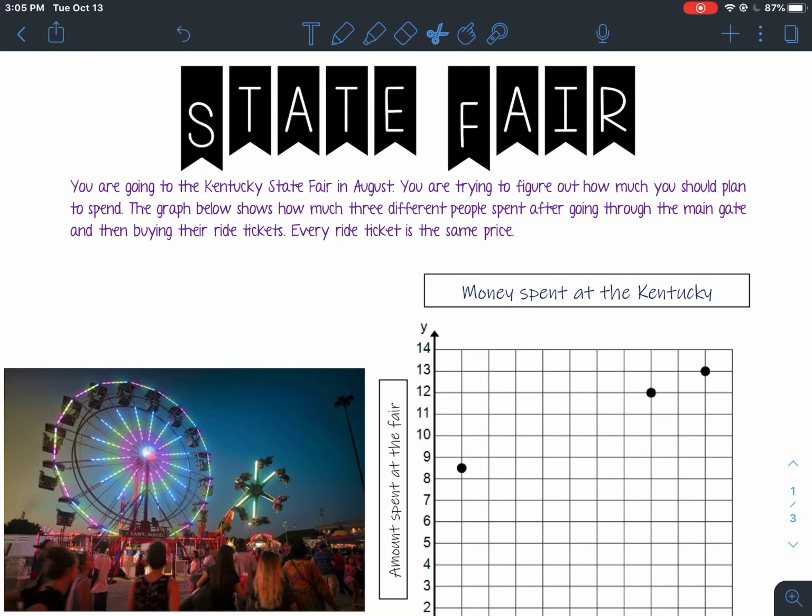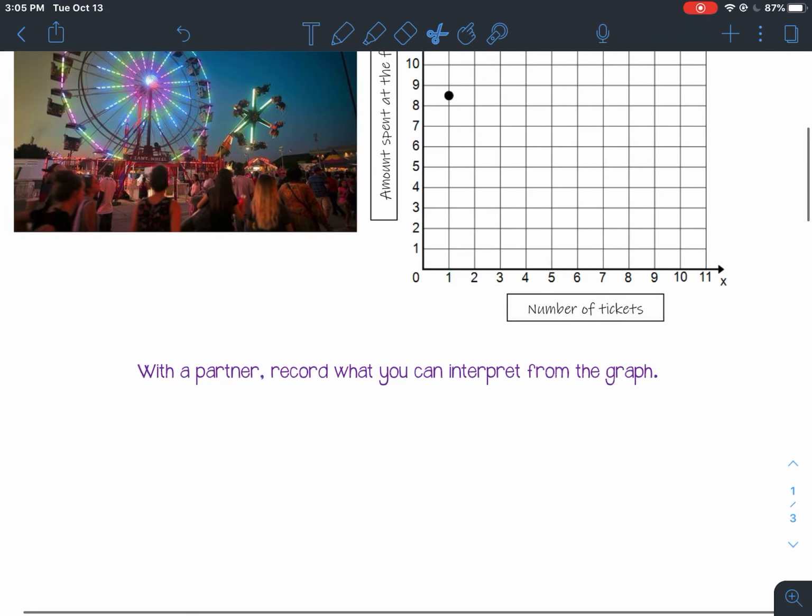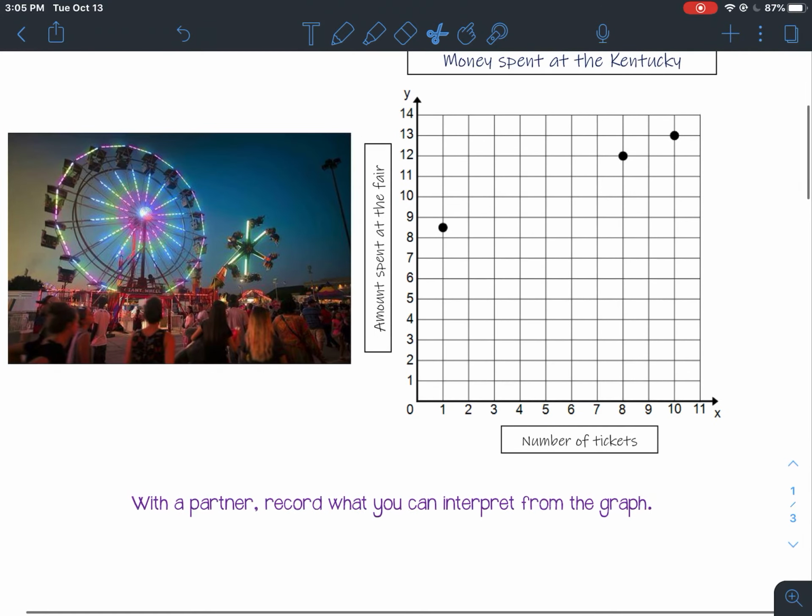You're trying to figure out how much you should plan to spend so you know how much money to bring. The graph below shows how much 3 different people spent after going through the main gate and then buying their ride tickets. Every ride ticket is the same price. So here's our graph. The X values represent the number of tickets that each person bought, and the Y values represent the total amount spent at the fair. So with a partner or by yourself, record what you can interpret just from looking at this graph.